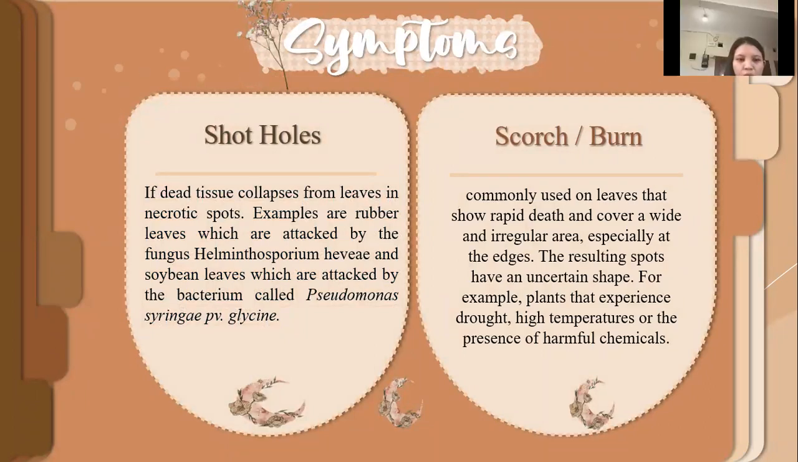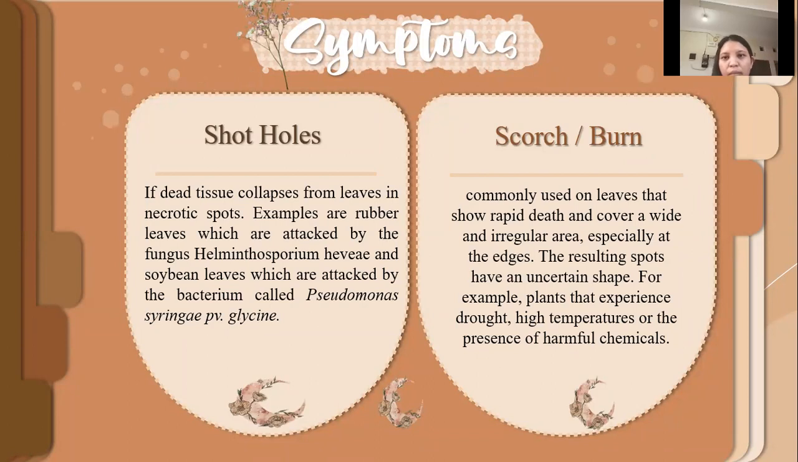Shot hole, if the tissue collapses from leaves in necrotic spots. Examples are rubber leaves which are attacked by the fungus Helminthosporium hevea and soybean leaves which are attacked by the bacterium called Pseudomonas syringae pv. glycinea.